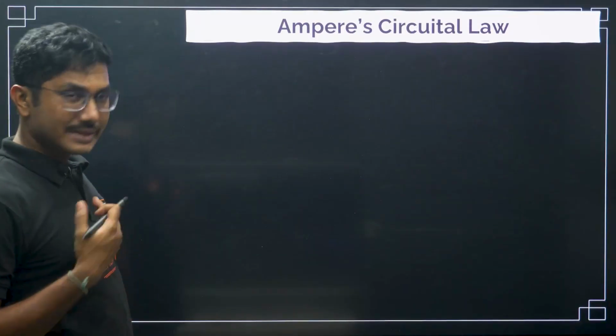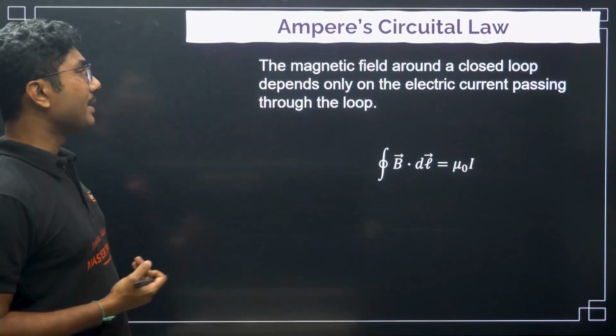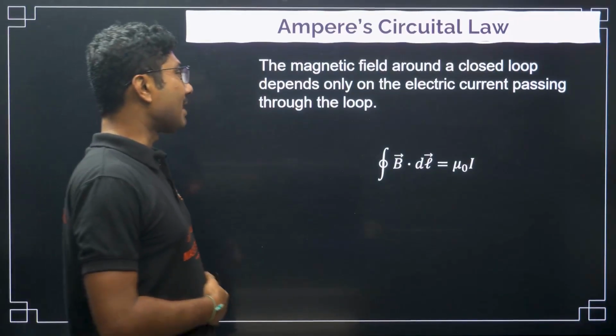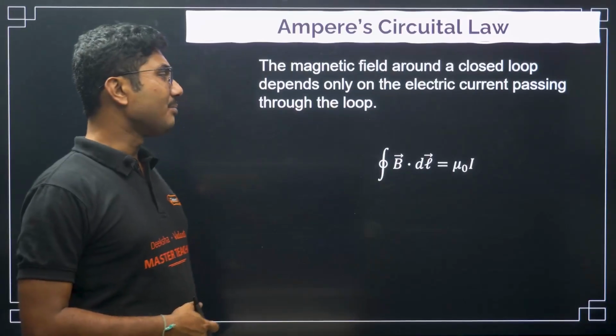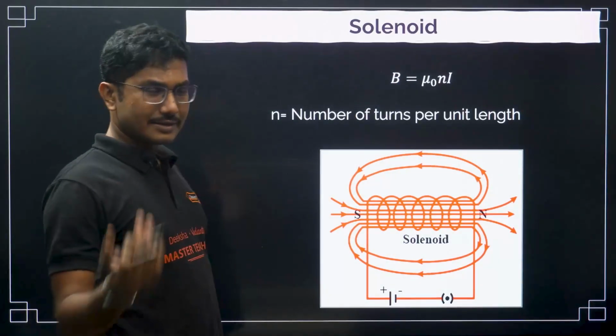Now the statement of Ampere's circuital law is important. The magnetic field around a closed loop depends only on the electric current passing through the loop, and it is given by the closed integral of B dot dl equals mu naught I. Okay, the statement is important.